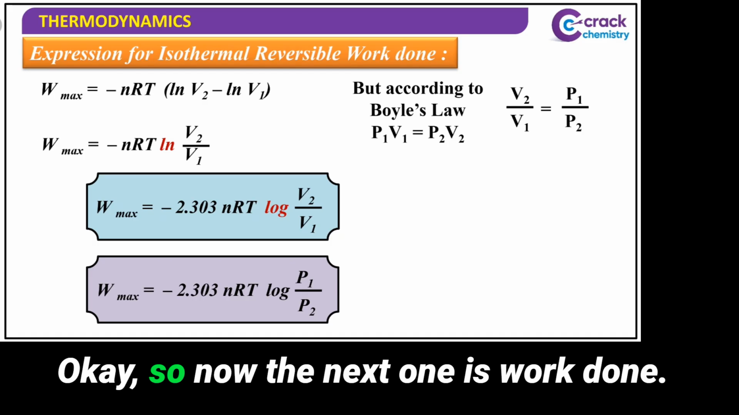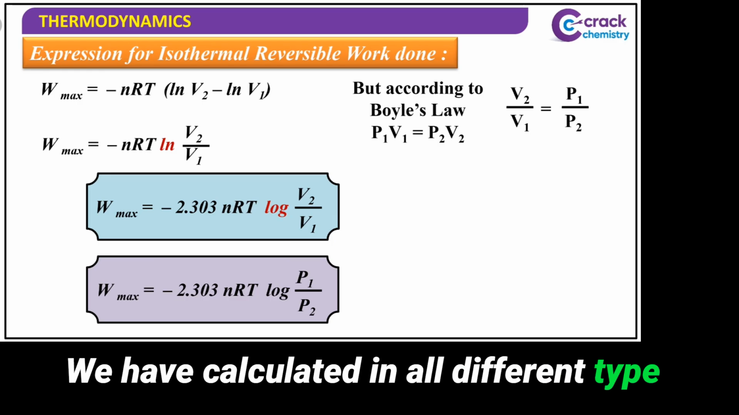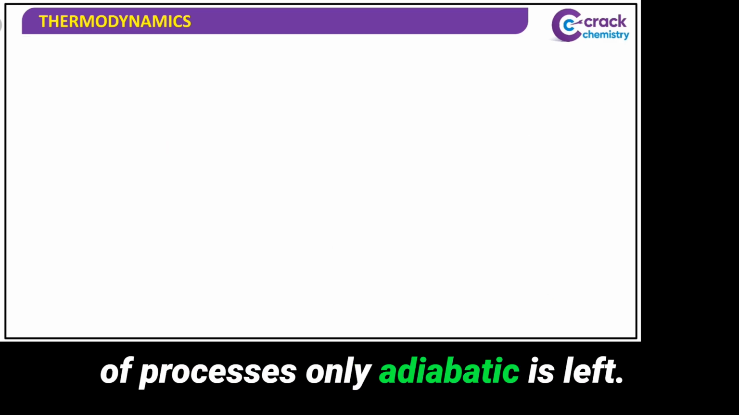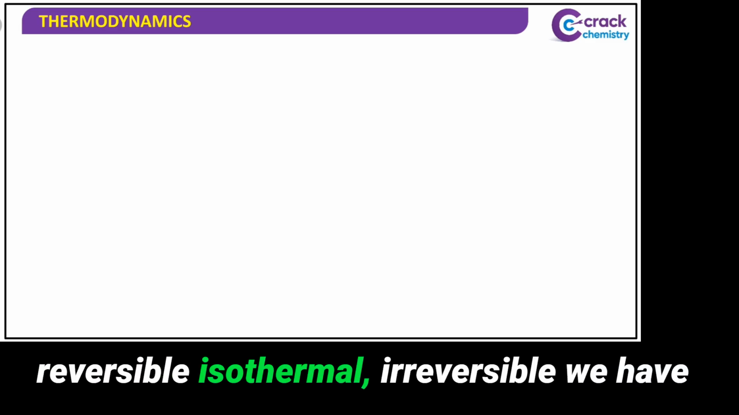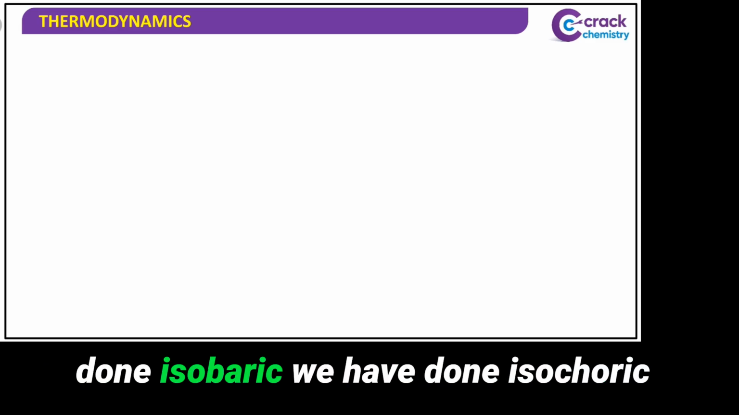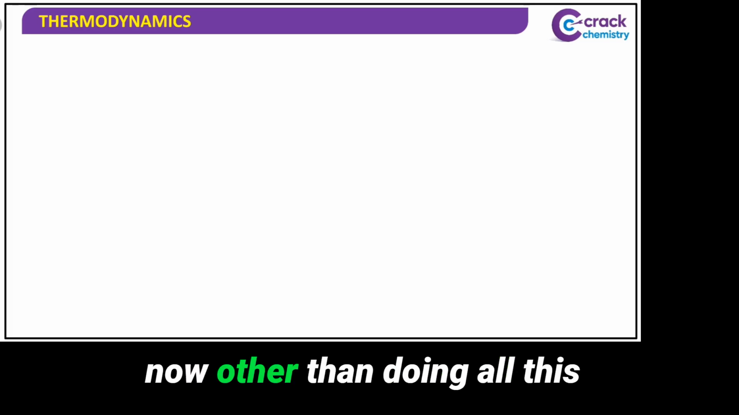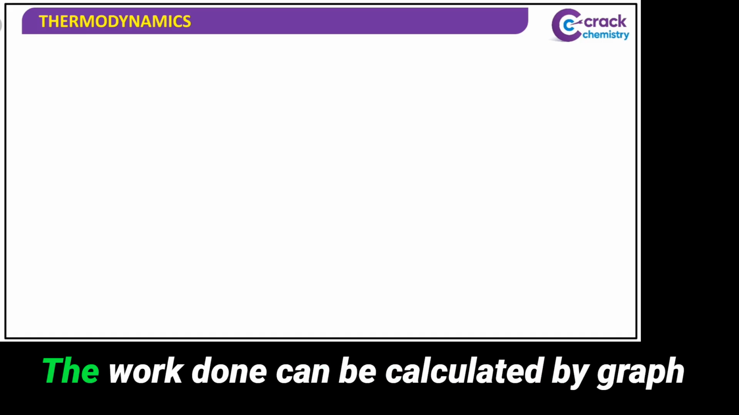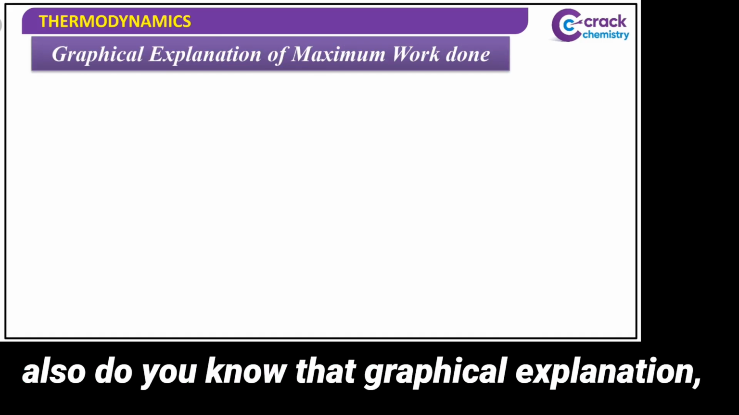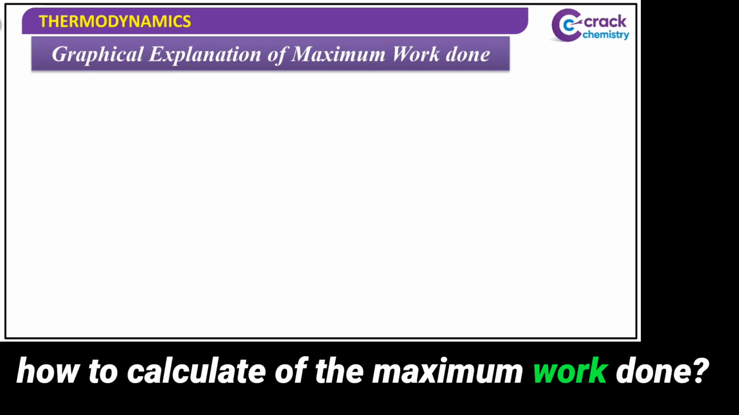Okay, so now the next one. Work done we have calculated in all different types of processes. Only adiabatic is left. Otherwise we have done isothermal reversible, isothermal irreversible, isobaric, and isochoric. Now, other than doing all this from the equation, can we also do it by some other method? The work done can be calculated by a graph also. Do you know that? Graphical explanation of how to calculate the maximum work done.